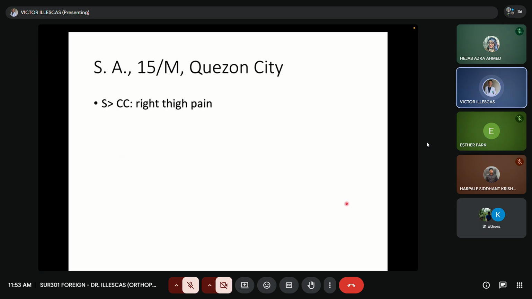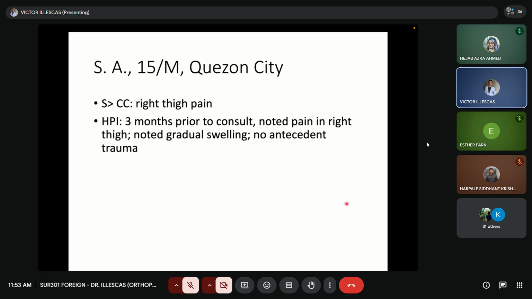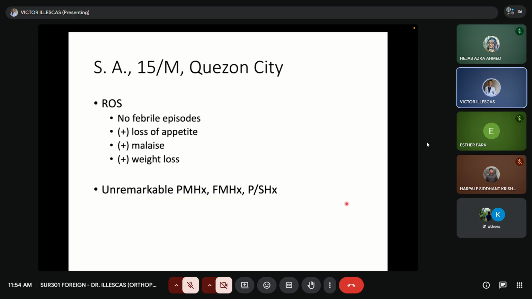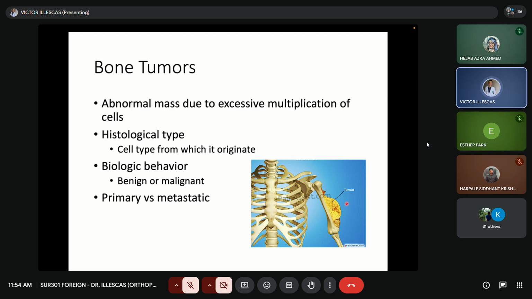We have a 15-year-old male with pain on the distal thigh. 3 months prior to consult, patient noted pain on the distal thigh with gradual swelling. 2 months prior, there's a sudden increase in the swelling of the thigh and is not able to ambulate afterwards. Because of this, the patient presented at the ER. There's loss of appetite, malaise, weight loss, and you need to document these cases, okay? So let's begin our discussion with bone tumor.